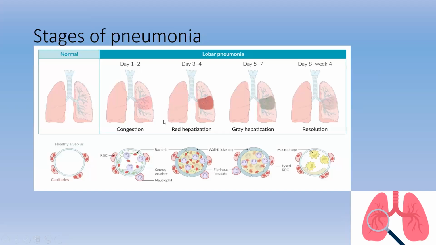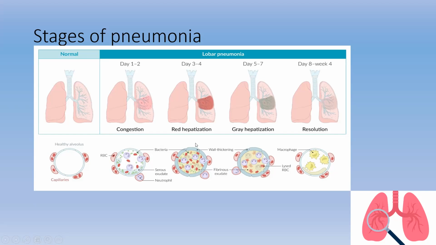So here we have the stages of pneumonia. There are about 4 stages. We have congestion, we have red hepatization, we have gray hepatization, and then we have the resolution. In the congestion phase, there are a lot of WBCs, and they make the alveoli a lot more permeable, and then now there's fluid congestion, exudates, mucus and whatnot, as you can see illustrated here.